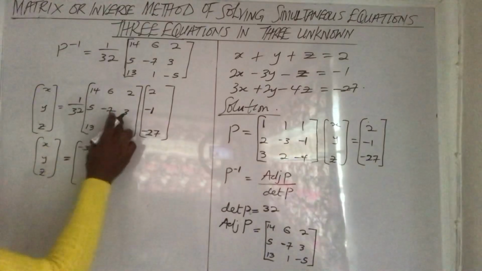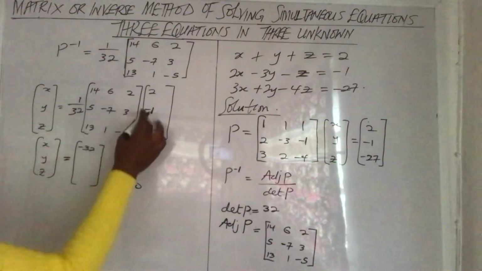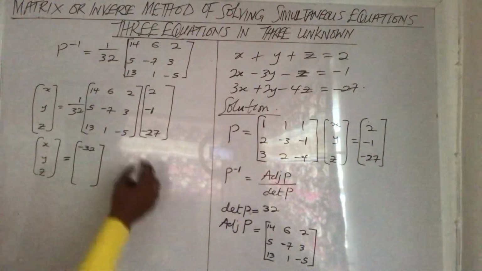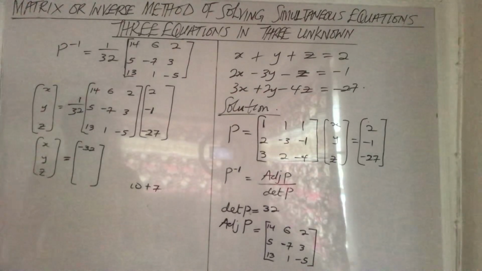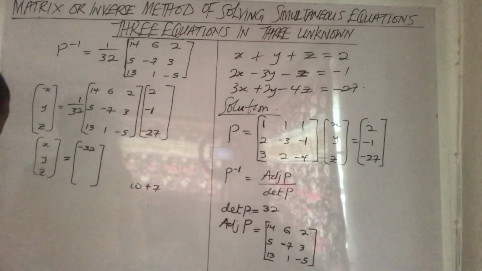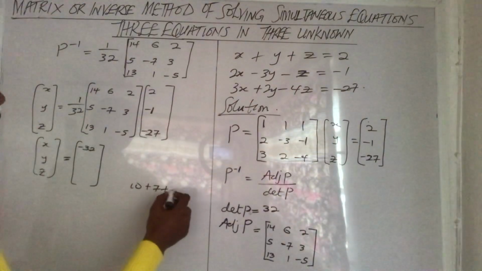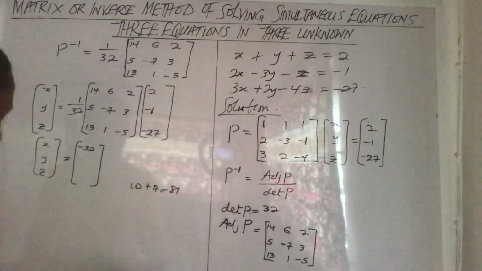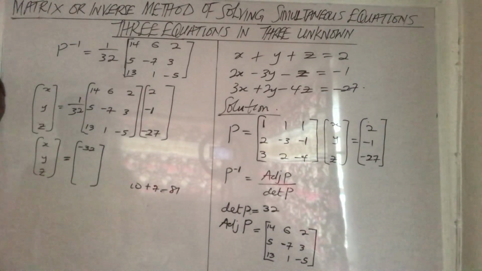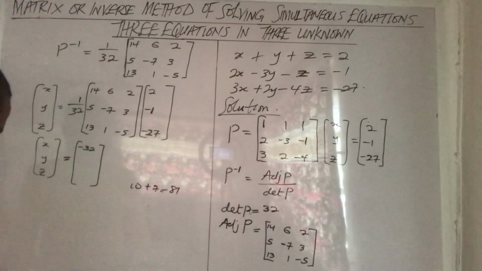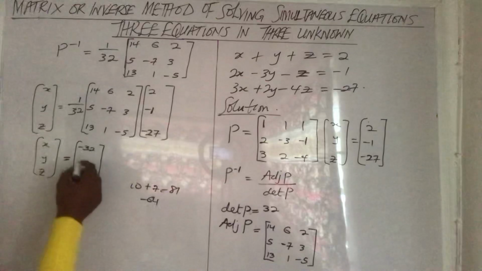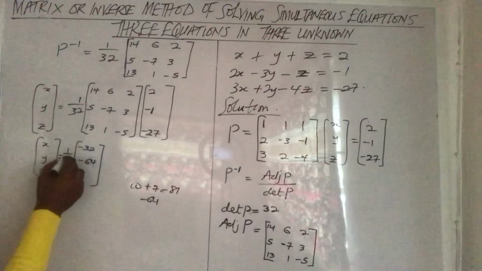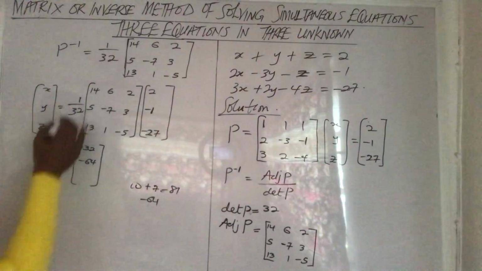Then the same thing with this second one. This times this is 10. This times this is plus 7. And this times this is 27 times 3, that's minus 81. So you have 10 plus 7 minus 81. That will give me minus 64. So this is minus 64 here. This one should be equal to 1 over 32. This one is still there.